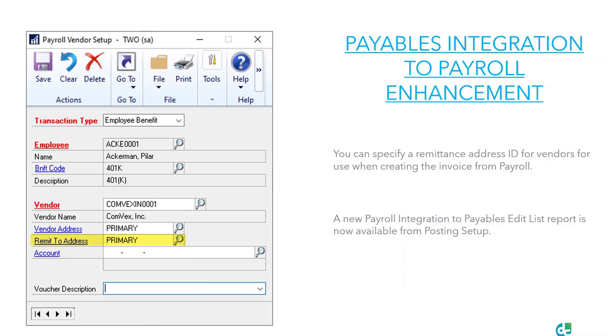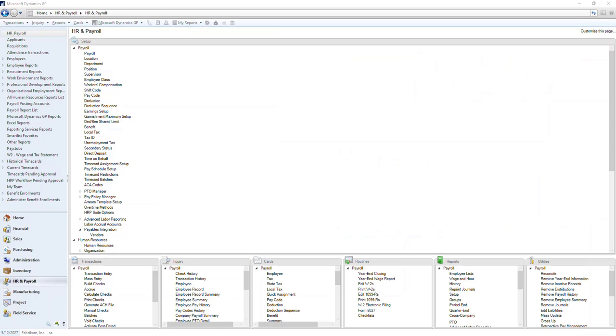The next change is also dealing with the payables integration into payroll. This is an enhancement where we have another field here, and that allows us to pick the remit to address for that vendor ID. So if we have a vendor ID that might have a different remit to that we want to change specifically for payroll purposes, we can have a whole different address ID in the system and pick that for this purpose.